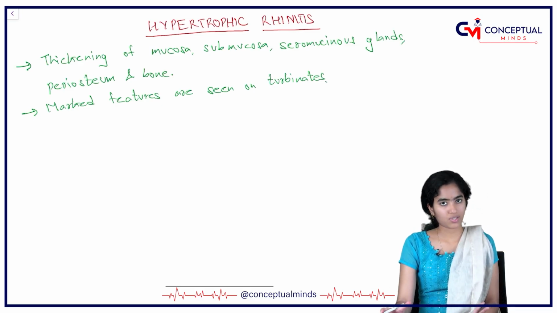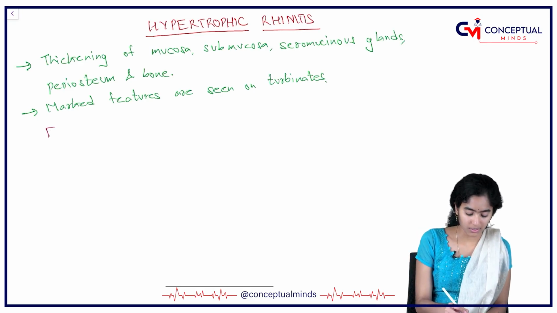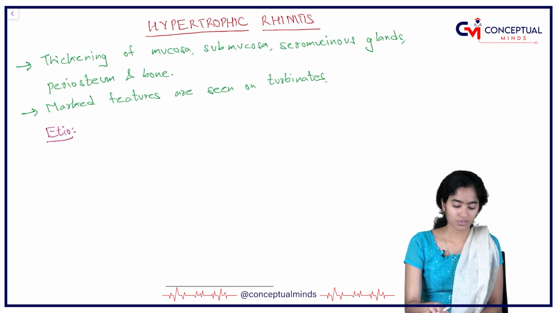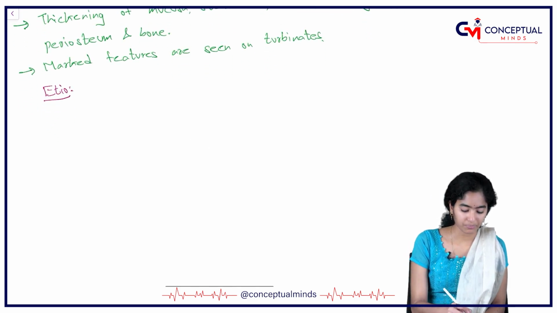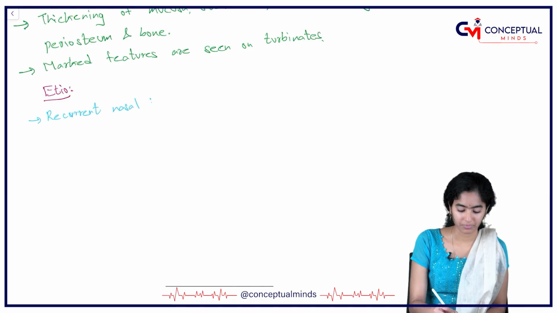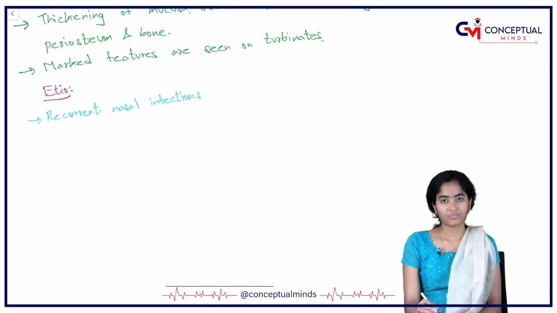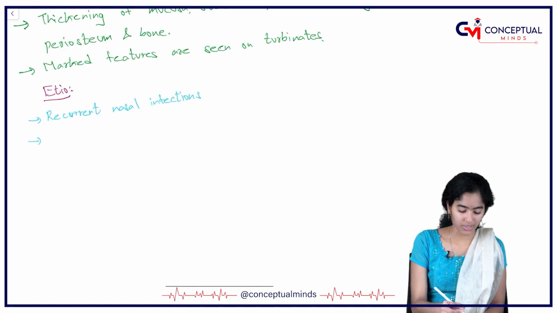Now, what is the cause for all this? Why are all these structures thickening like that? Why are they hypertrophying? The etiology is, first and most importantly, recurrent nasal infections. If there are repeated attacks of acute rhinitis, recurrent nasal infections.